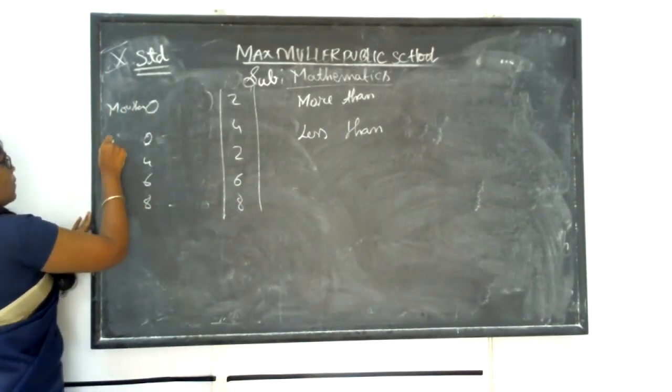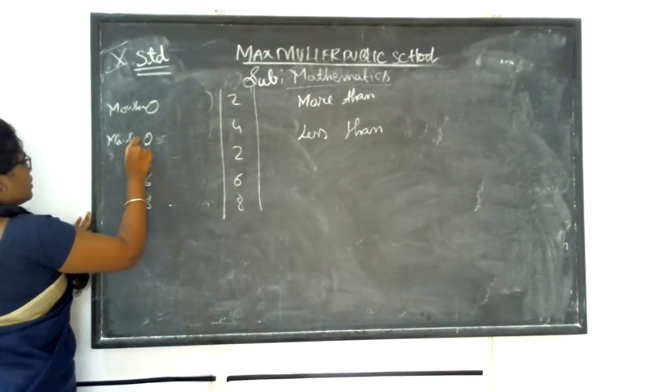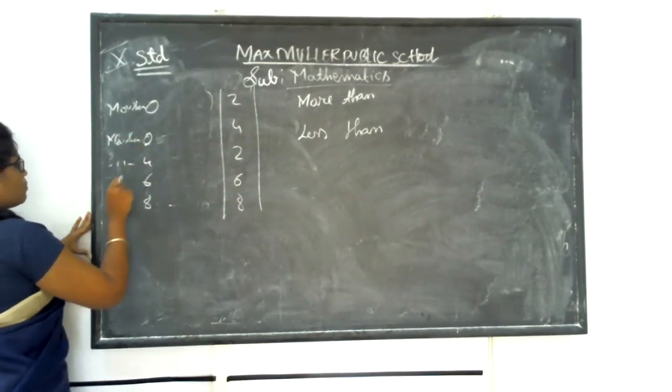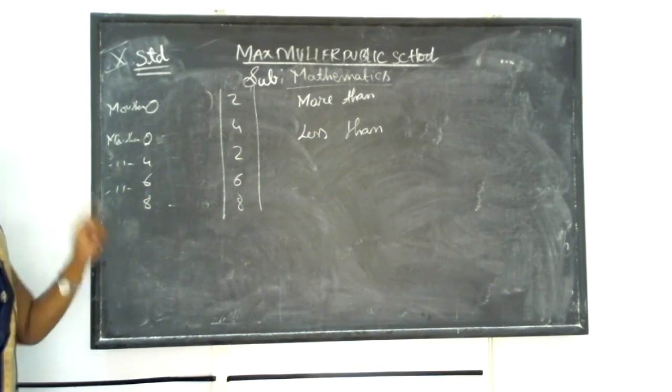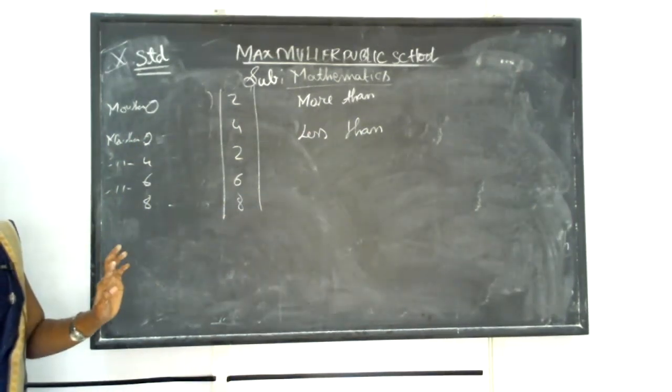More than 0. More than 2. More than 2. More than 4. More than 6. More than 8. Arthaita, did you understand what is more than, what is lesser than?